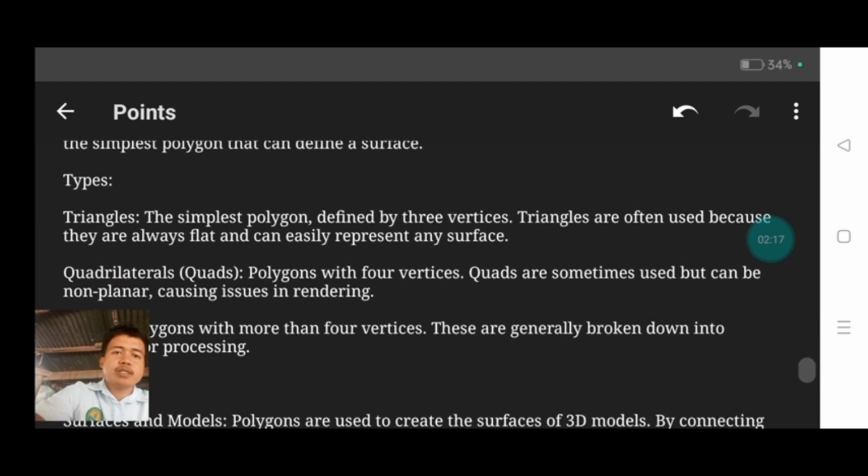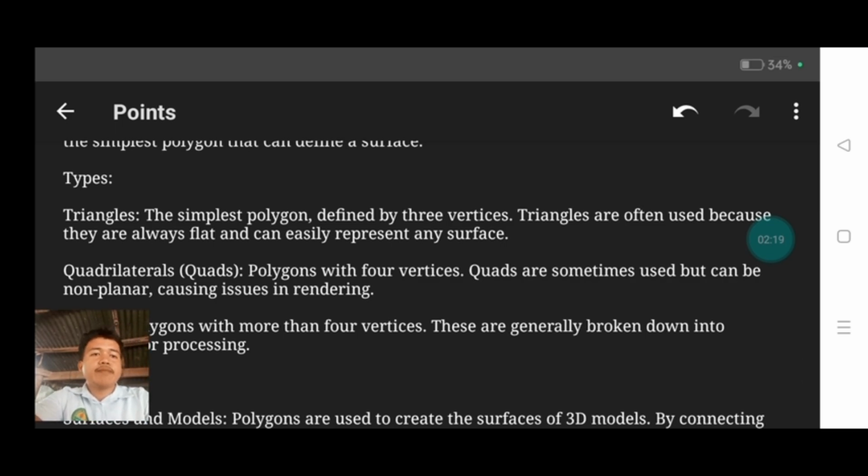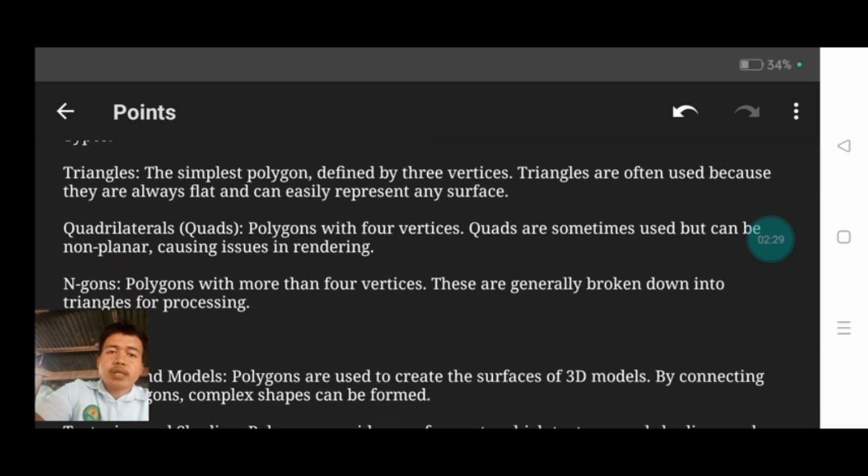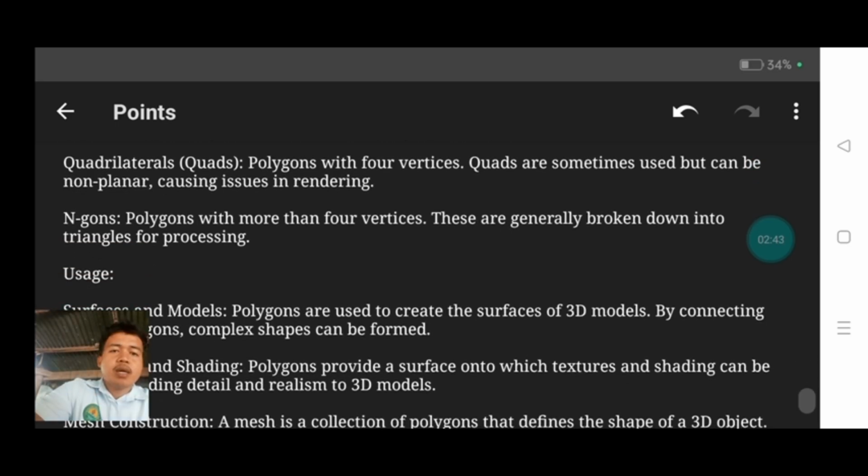Number 1, triangles. The simplest polygon, defined by 3 vertices. Triangles are often used because they are always flat and can easily represent any surface. Quadrilaterals, quads. Polygons with 4 vertices. Quads are sometimes used but can be non-planar, causing issues in rendering. N-gons. Polygons with more than 4 vertices. They are generally broken down into triangles for processing.